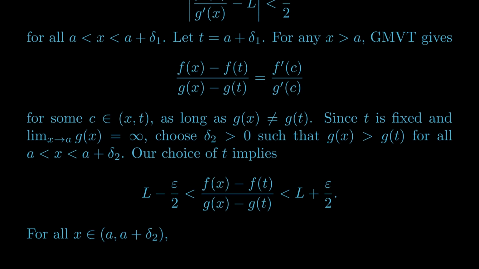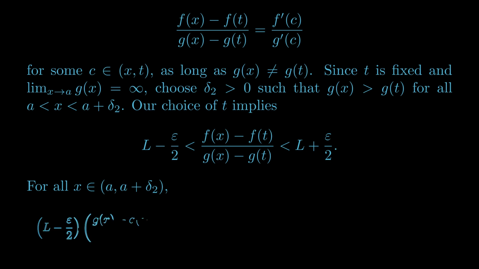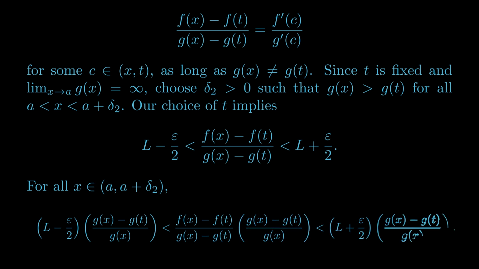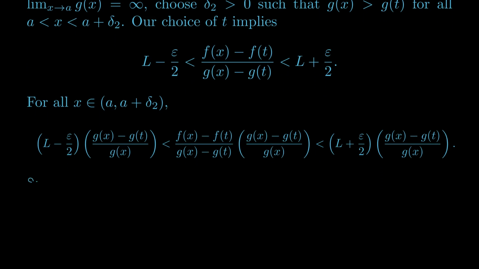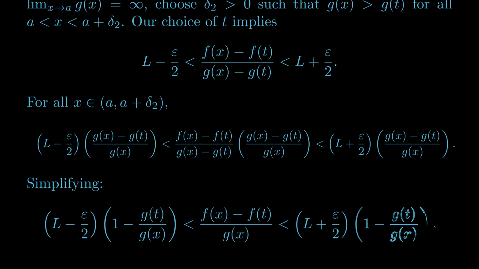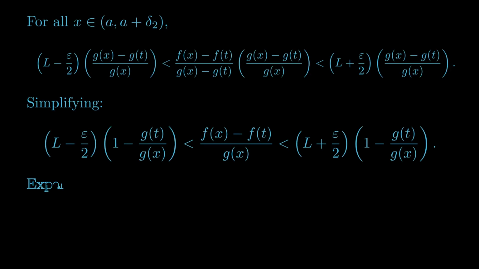For all x in the open interval a to a plus delta 2, that smaller window where both of these desired conditions hold, we can multiply all three sides of this inequality by g of x minus g of t over g of x, in an attempt to cancel out that current denominator and replace it with a g of x. And our assumption that g of x is greater than g of t guarantees that this is positive, so it doesn't reverse the direction of the inequality. We can simplify that expression to 1 minus g of t over g of x on the left and right-hand side, and simplify the middle to f of x minus f of t over g of x.